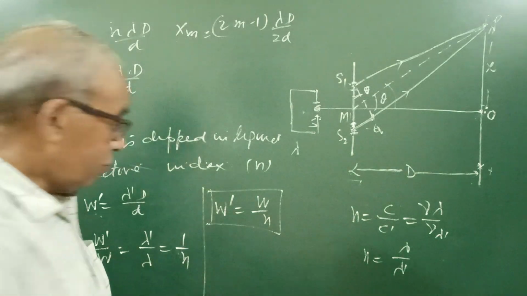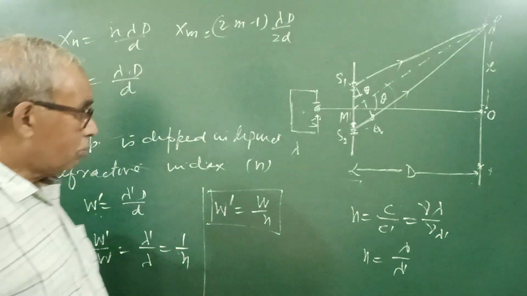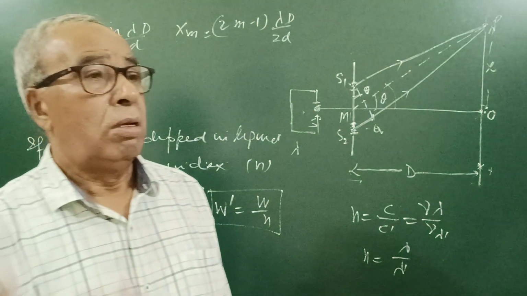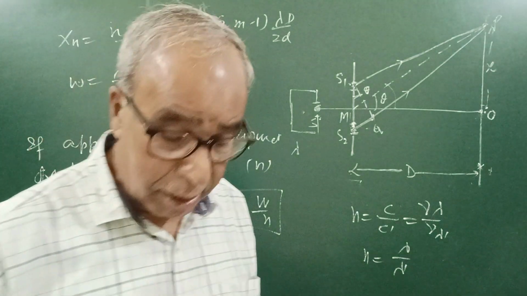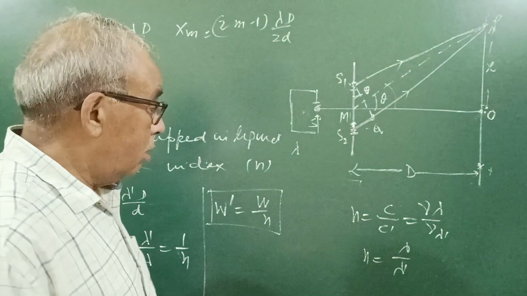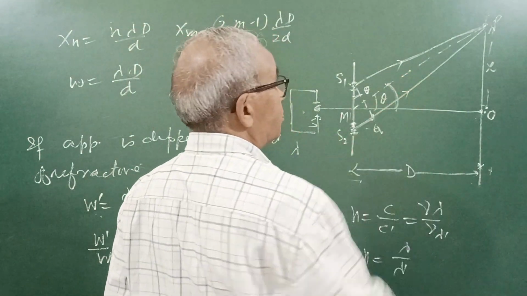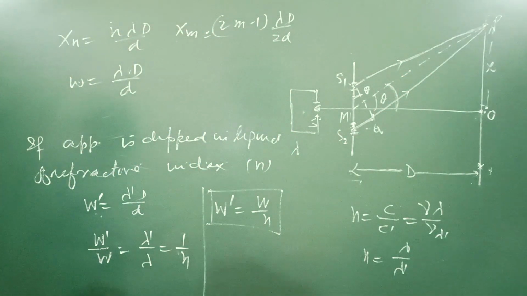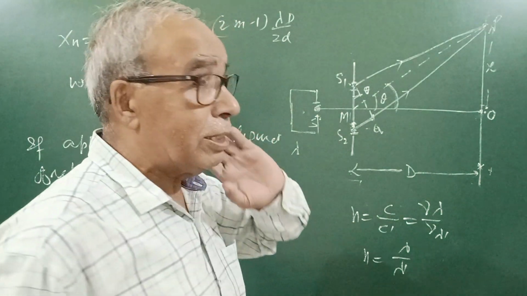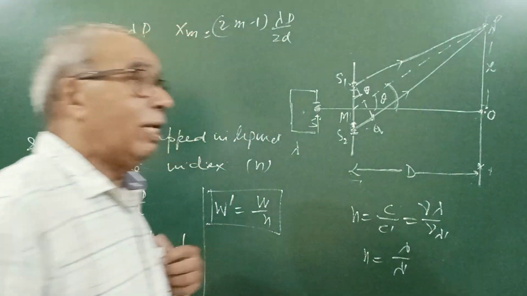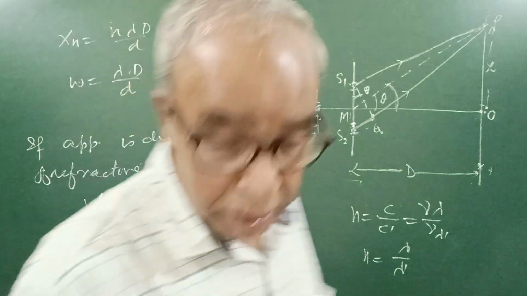So this way we get the width of the fringe when the whole apparatus is in liquid. Now in the next video, just coming after this, I will tell how to calculate the angular position as well as the angular width of fringes, and how the intensity of light varies with distance. I will discuss that in the next video. Thank you.